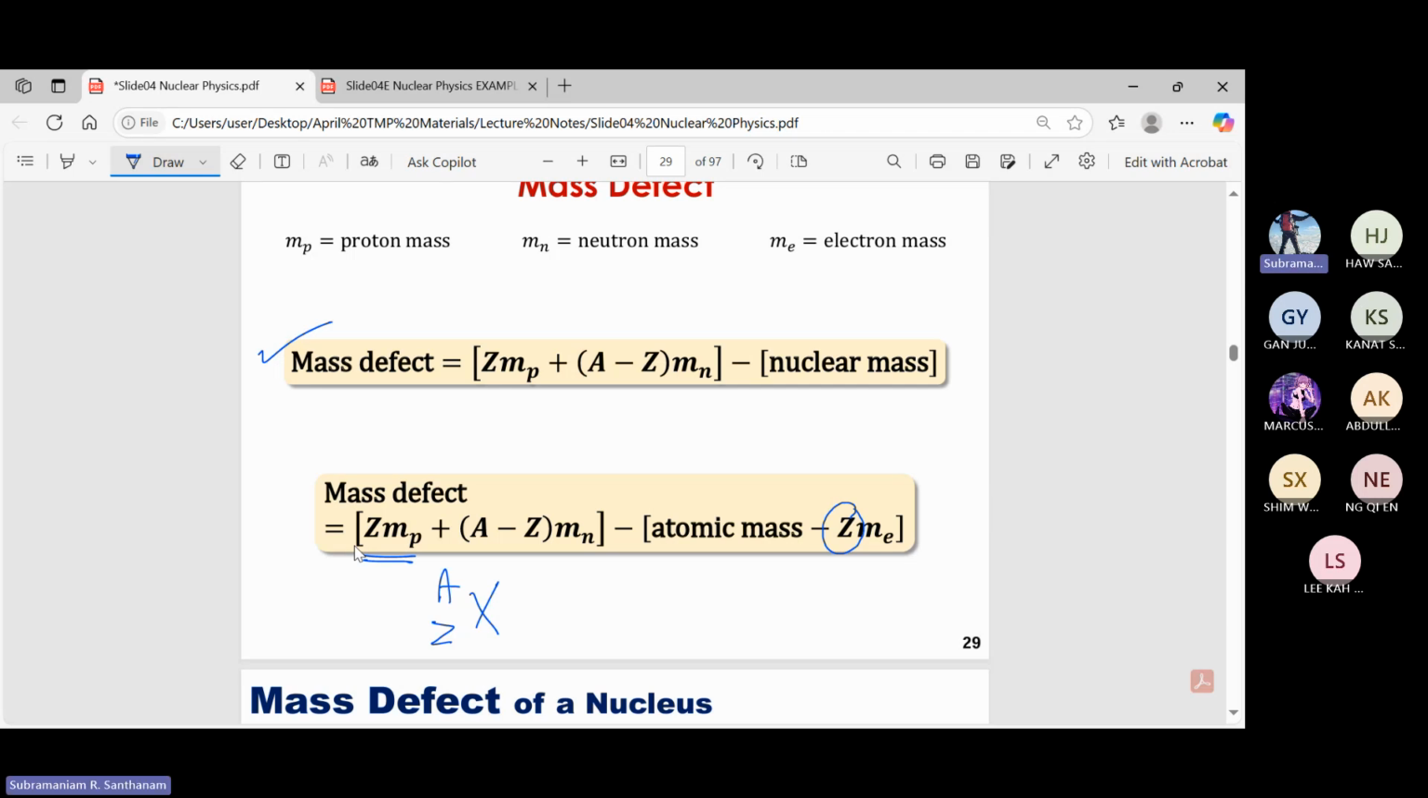So here, this is the mass of the nucleus, I mean nuclear mass. The nuclear mass is also equivalent to the atomic mass minus the mass of the electrons. So it's the same thing. The atomic mass minus the mass of the electrons is also equivalent to the nuclear mass. Okay, so when you're referring to the proton plus the neutron inside.